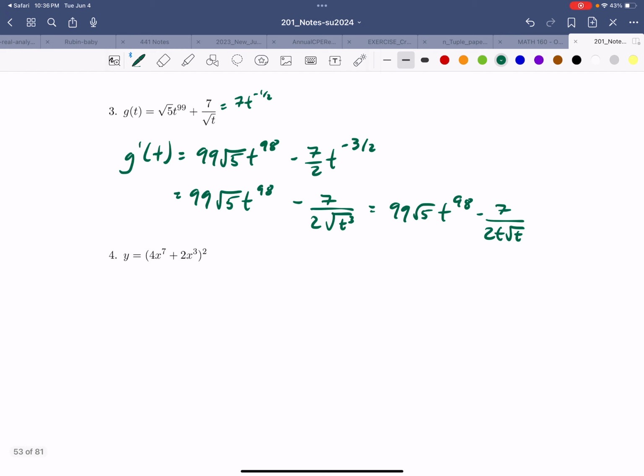Now, this is a little messy here. We can't just do the power rule straight up. We need to write it out. So it looks like we've got 4x to the 7th plus 2x cubed times itself.